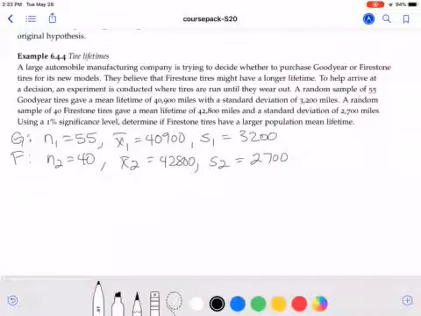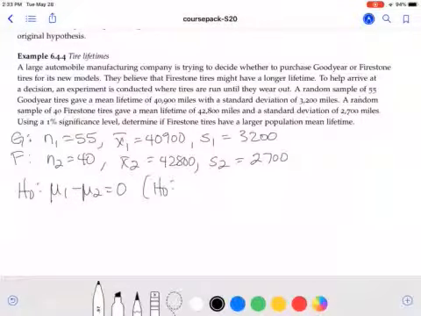What we want to know, at a 1% significance level, is if Firestone tires would have a larger population mean lifetime. So our null hypothesis is that the difference in the two population means is 0, or in other words, the two population means are the same.